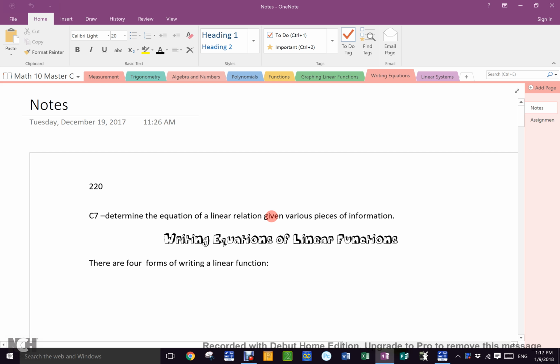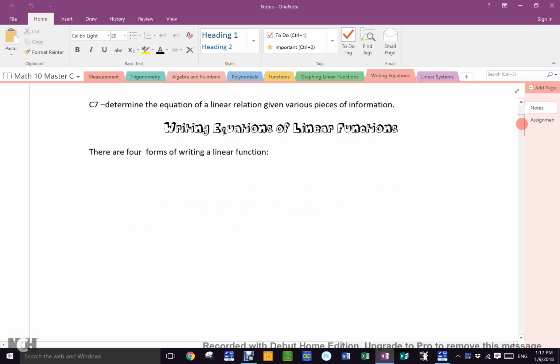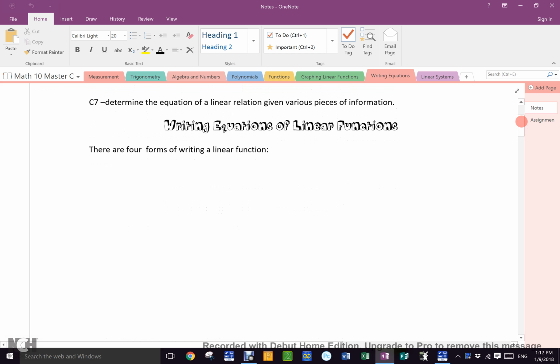Oh, writing equations of linear functions. Good, good. All right. Now, as usual, at any given second, my computer might freeze.